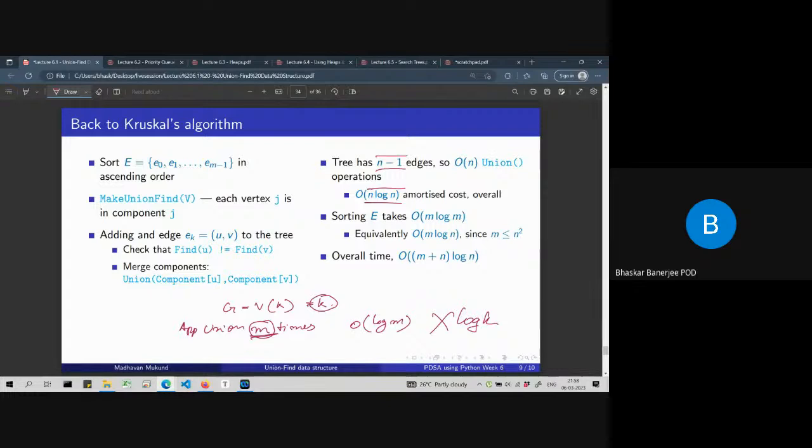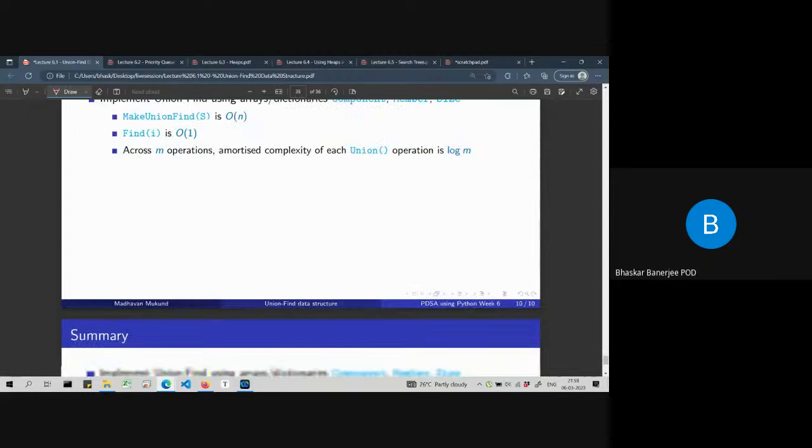And sorting, m is basically your number of edges. Now, since you are sorting in Kruskal's algorithm, the first thing that you have to do is sort the edges. So considering there are m edges, the time taken to sort m edges would be m log m time. And the union operation is taking n log n time. So your total time complexity is m log m plus n log n. Okay. Time complexity, so that is the union operation.